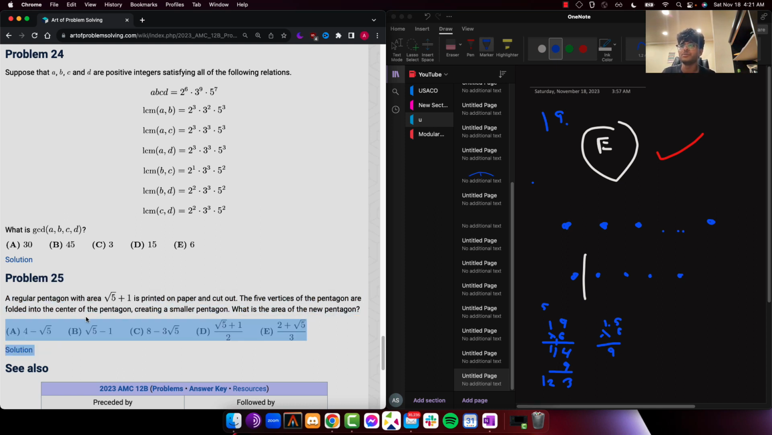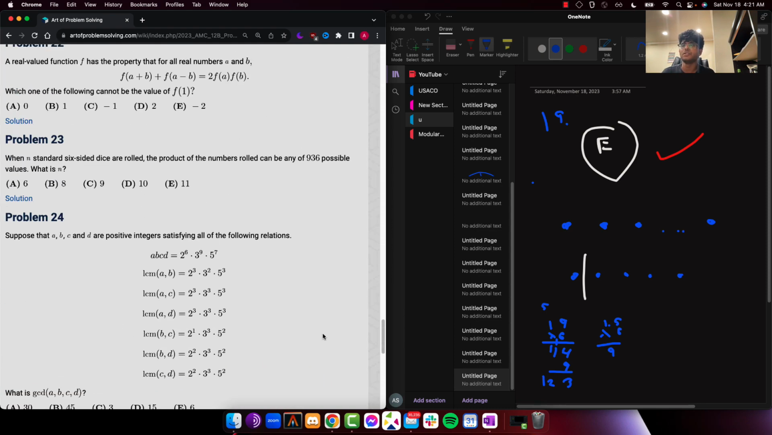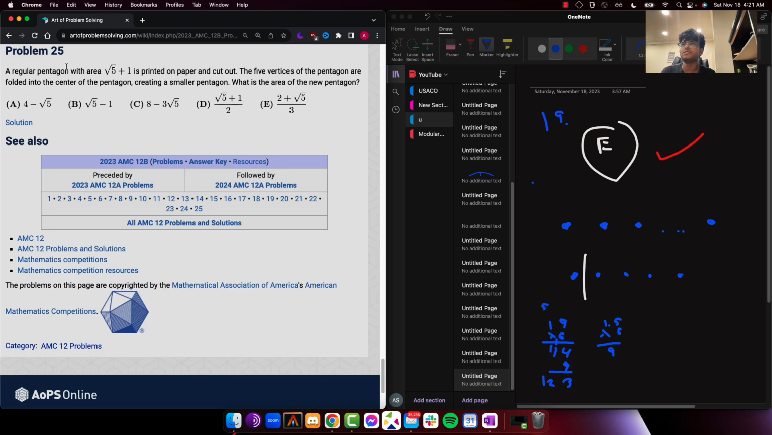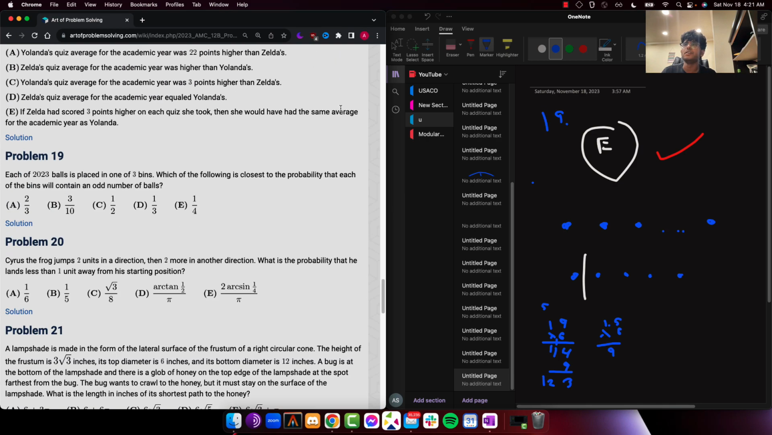25, I haven't attempted this. It doesn't seem like it would be too bad. You'd probably use some sort of quadrilateral thing, or it's actually a pentagon, so you'd probably use some geometry skills in breaking down the areas.